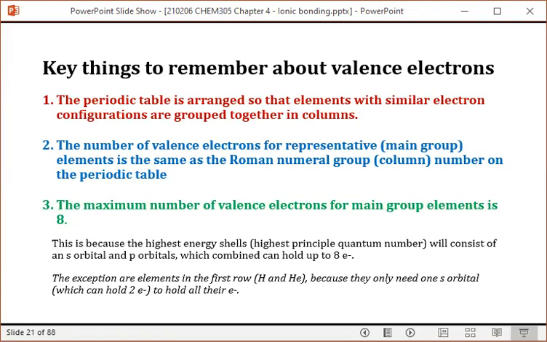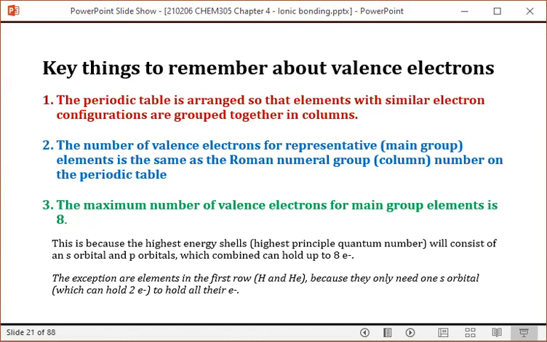The maximum number of valence electrons for main group elements is 8. And this is because for main group elements, when you're filling their electron orbitals and writing their electron configurations, the highest quantum numbers are always going to correspond to an s subshell and then a p subshell. And an s subshell can hold 2 electrons, and a p subshell can hold 6. So 2 plus 6 equals 8. That's the maximum number of electrons that could be in that highest principal quantum number shell.